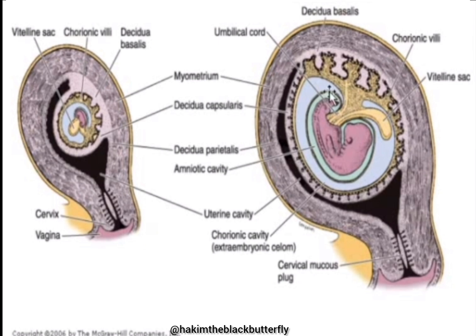intrauterine life. So is the somatic layer of the extraembryonic mesoderm part of the chorion? Yes. Chorion is made up of the two layers of trophoblast and the somatic layer of the extraembryonic mesoderm.